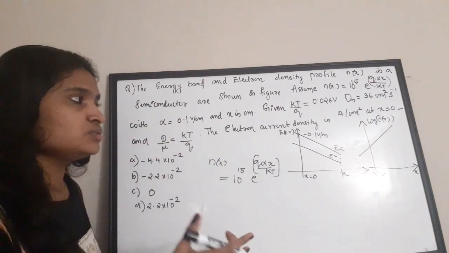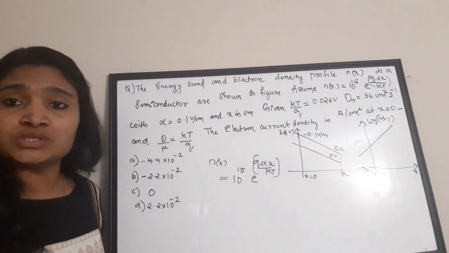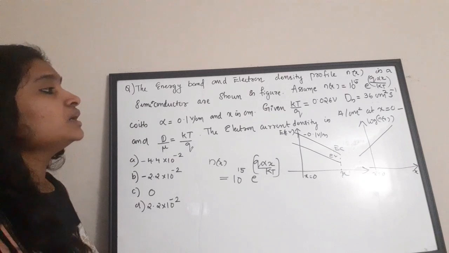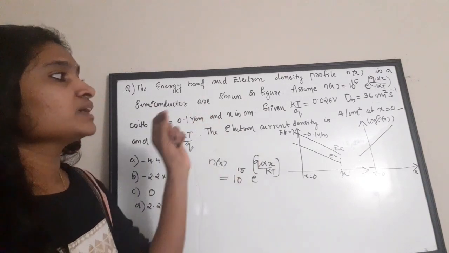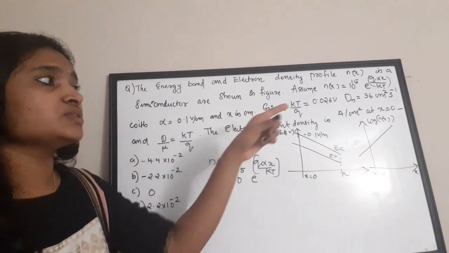Okay, so I request you, if you are seeing this video, just go and see the equation video first and then watch this video. That will be very helpful for you. Okay. Then the electron current density in ampere per centimeter square at x is equal to 0 is dash.